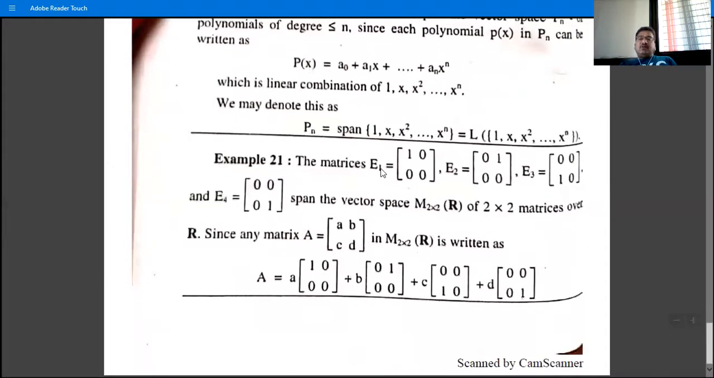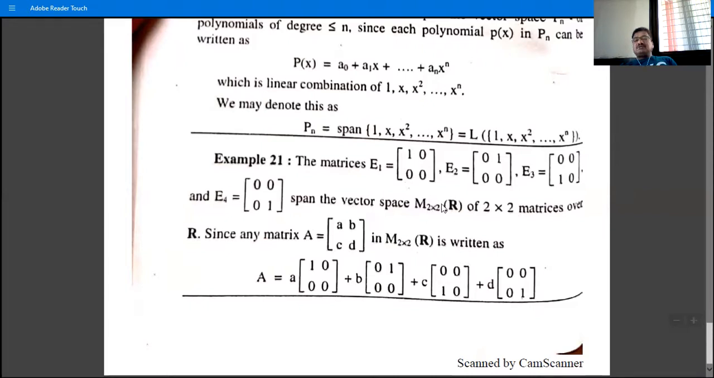Similarly, the matrices E1 = (1 0; 0 0), E2 = (0 1; 0 0), E3 = (0 0; 1 0), and E4 = (0 0; 0 1) span the vector space M2x2(R). What is M2x2(R)? It is the vector space of all 2 by 2 matrices over R, meaning with real entries. And these four vectors span M2x2(R).